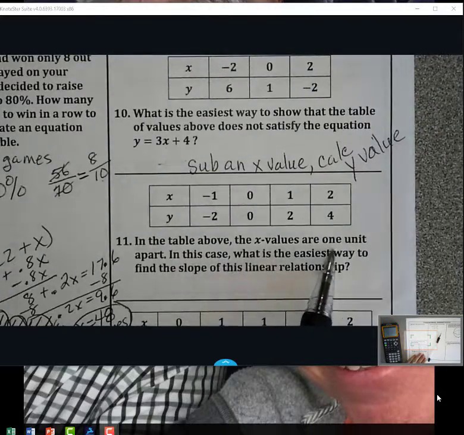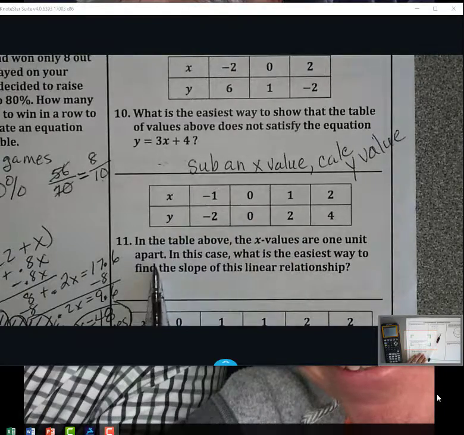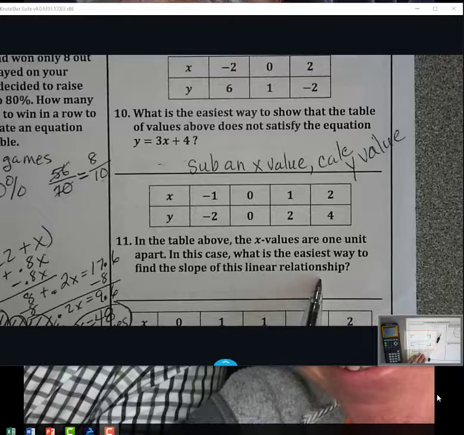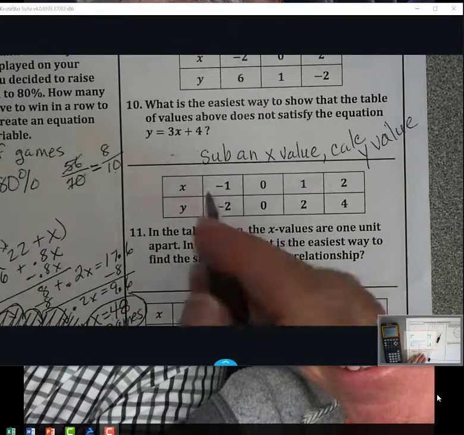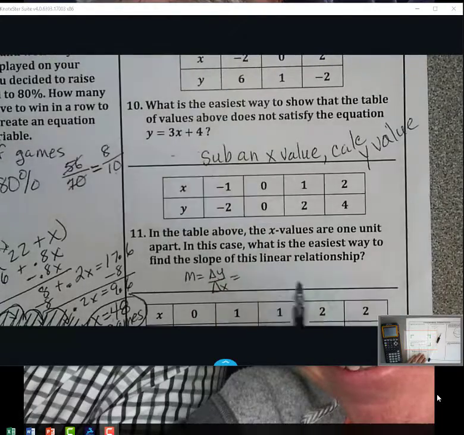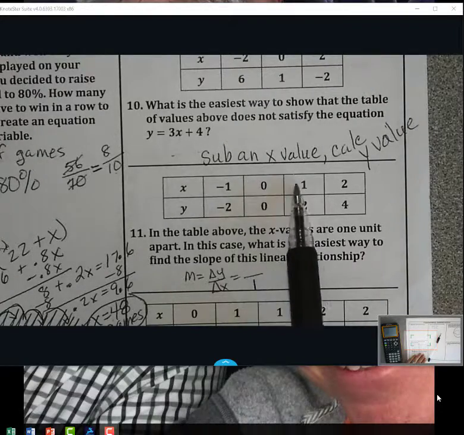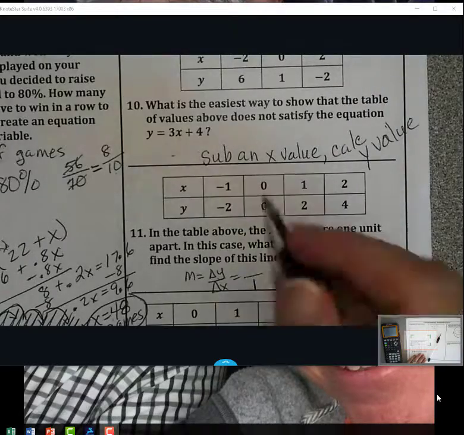In the table above, the x values are 1 unit apart. Okay, so yeah, they are. These are 1 unit apart. In this case, what is the easiest way to find the slope of this linear relationship? Well, we already know that slope is the change in y over the change in x. They're telling us that the change in x is going to be 1, and we can look at that and tell that it is 1. So the easiest way to find the slope would just be to subtract any of these numbers. Okay, so this would be 1 minus 0, so I would be 2 minus 0. So the slope here would be 2.